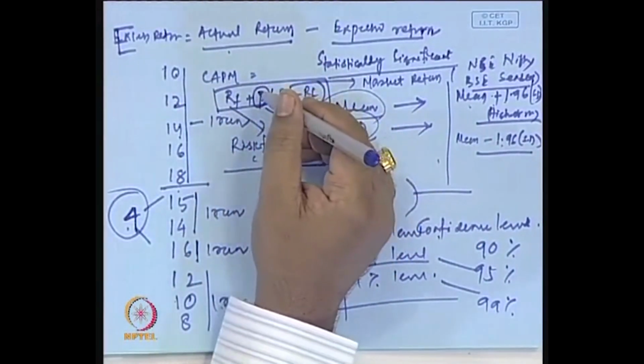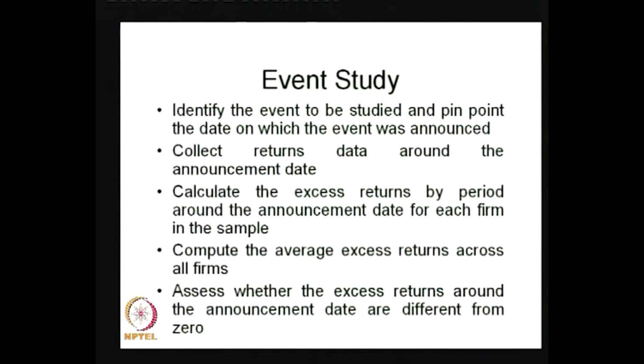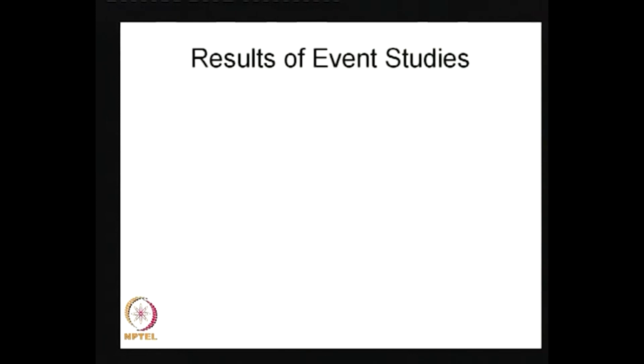Once the excess return is calculated, you can compute the average excess return across all firms, and assess whether the excess returns around the announcement date are different from 0 or not. From this you can say whether there was any public announcement, and whether some of the investors investing in some of the stocks got excess return over the other investors.